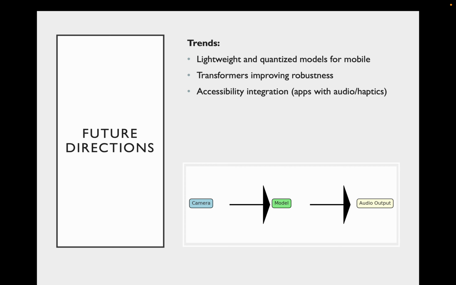Looking forward, the focus is on lightweight and quantized models for efficiency. Transformer-based approaches are becoming more common. Integration with accessibility apps is also promising, such as apps that can read signs aloud and provide haptic feedback to the users.